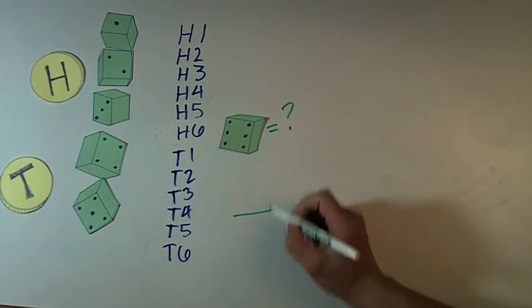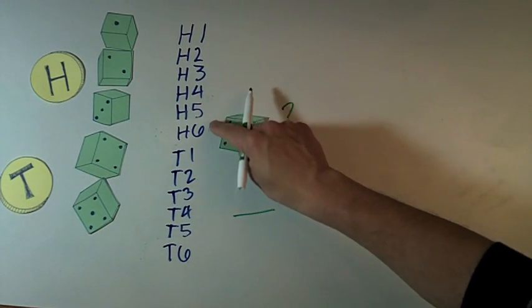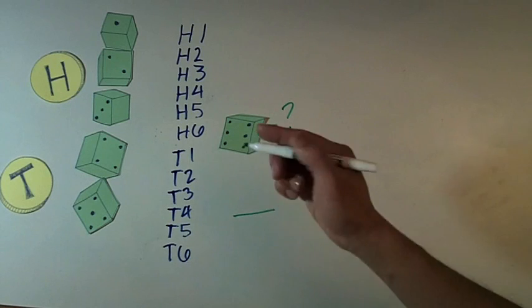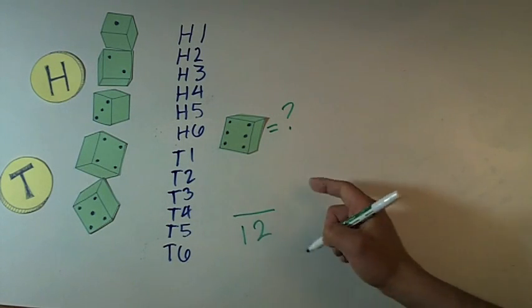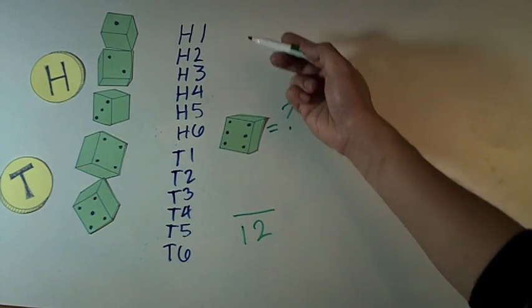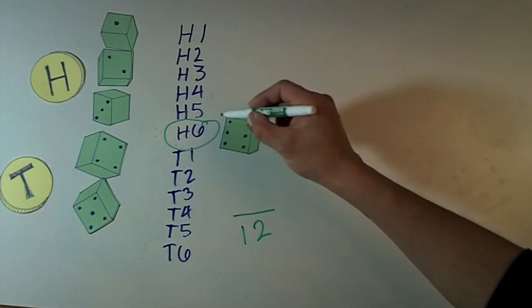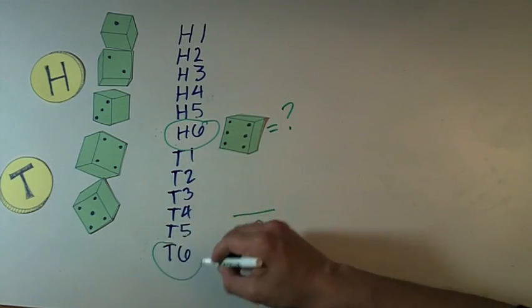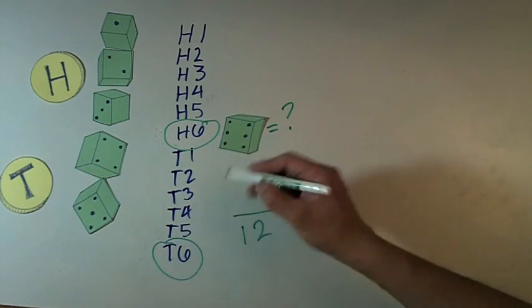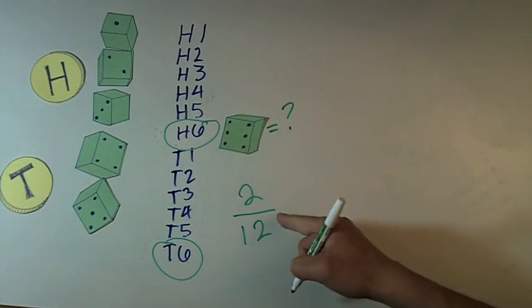So when we do a probability, we need to know how many options there are. So the total number of options is 12. And then we need to count how many times 6 appears. So let me look. It's right here, tails and heads with 6. So 1, 2. That's a total of 2.